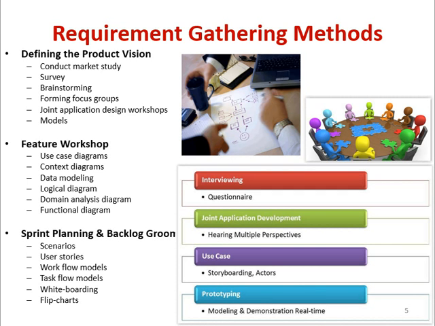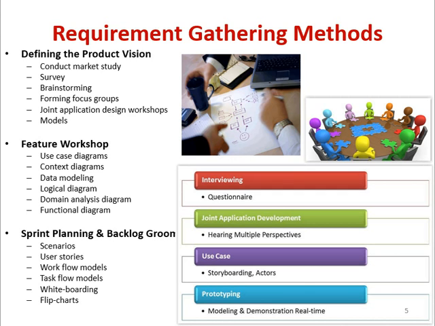Then we have the feature workshop, in which we use case diagrams, context diagrams, data modeling, and logical diagrams, just a workshop between us to identify the features. And finally, the sprint planning and backlog grooming, in which we use scenarios, user stories, workflow models, task flow models, whiteboarding, and flip charts. Again, these words are so simple, you can simply make it out from the lexicon itself.